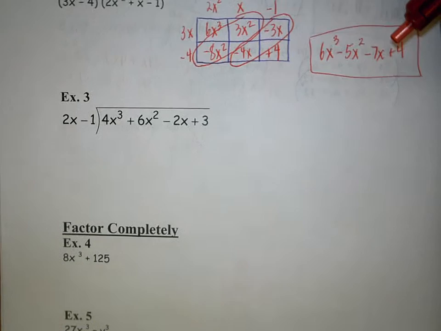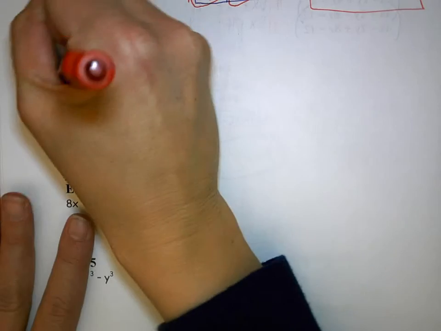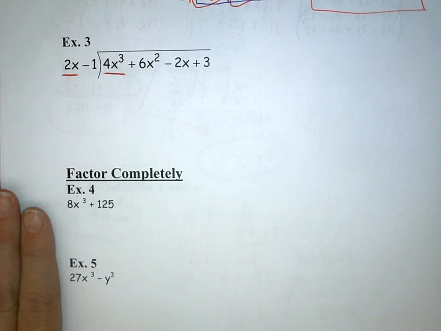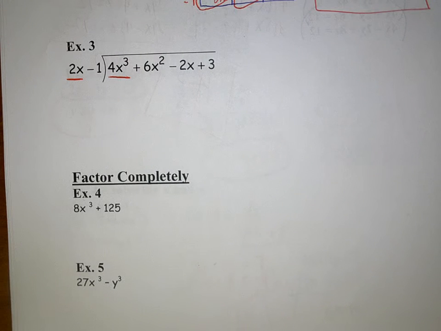Okay, example 3. Who remembers how to do long division? Okay, so can someone tell me what I should do first? Oh, yes, Hope. You have to figure out how to get 4x to the third. So what? Good, so you're going to look at the first 2 terms. You're looking at 2x and 4x to the third. Okay, you're always looking at the first 2. So 2x times what makes 4x to the third?